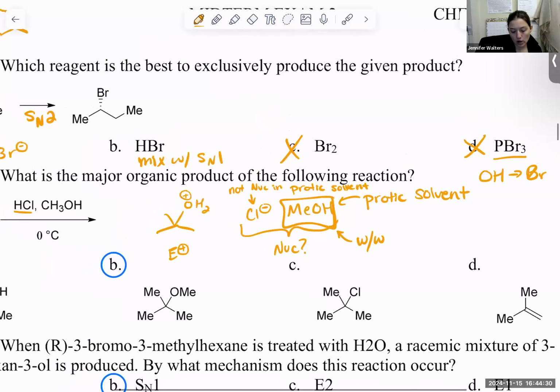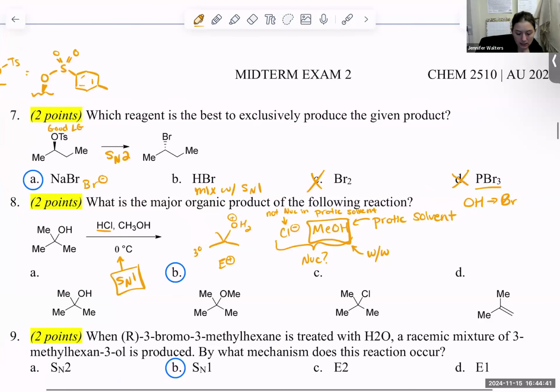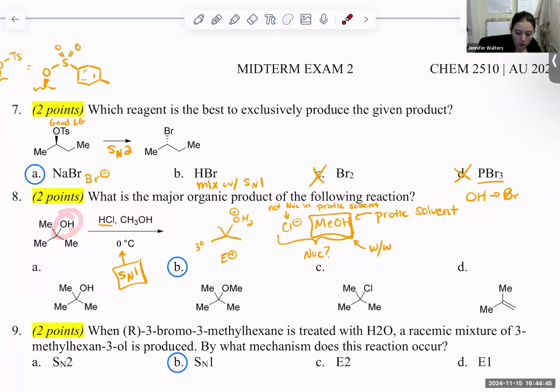So that tells me SN1 or E1. My leaving group is tertiary. That again tells me SN1 or E1. Cold is what tells me SN1. So I am looking for the product that is SN1, where I'm replacing my OH with my nucleophile, the OMe. That is why that is correct.